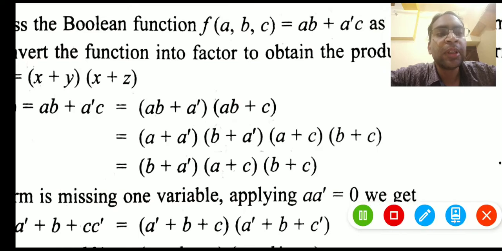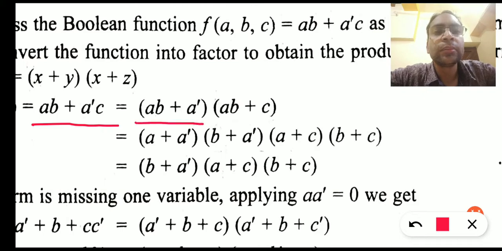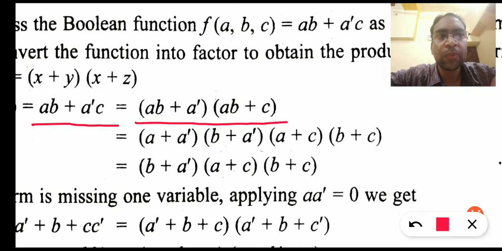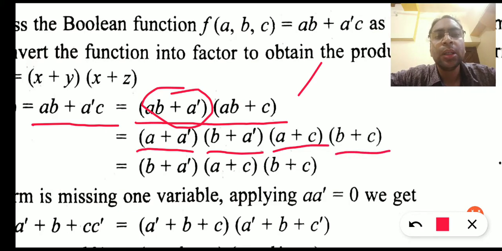Again let me recall this: ab plus a bar c is distributed as ab plus a bar dot ab plus c. If you have not seen the distributive property, you can go to the previous lecture and see the distribution. Now this statement is again distributed: ab plus a bar gives a plus a bar and b plus a bar, and distribution of the second term will be a plus c and b plus c. Now by the complement law, a plus a bar will be 1. So we are left with b plus a bar, a plus c and b plus c.